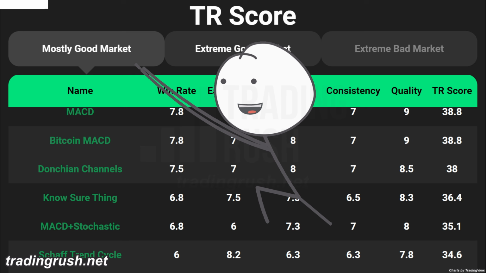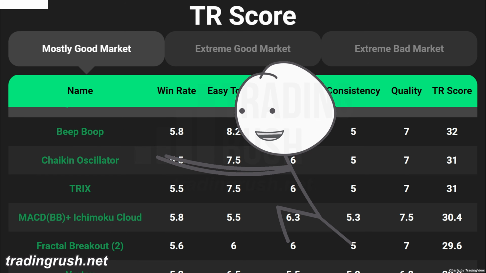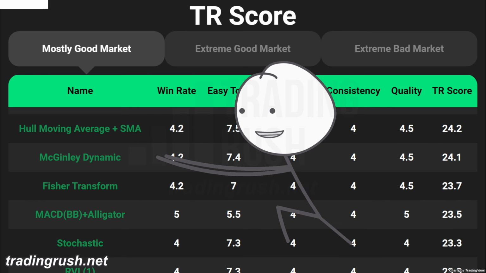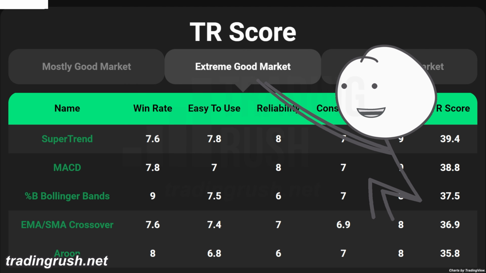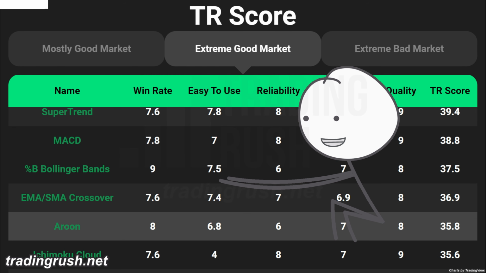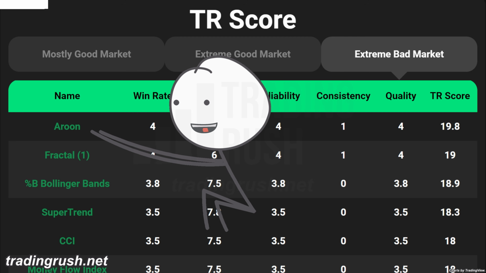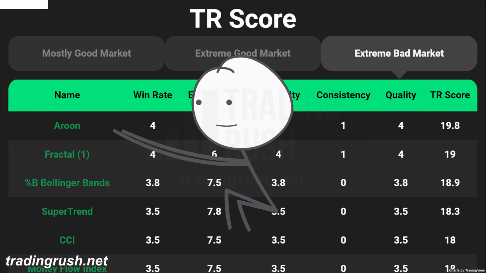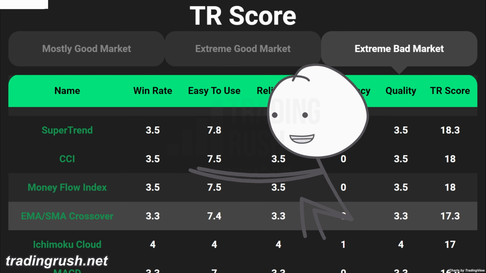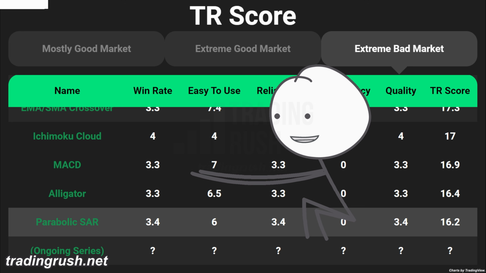In the mostly good market, the Arun strategy was nowhere near the top. There were many strategies that performed really well. In the extremely good market, Arun did pretty good, but there were others that did even better. But in the extremely bad market, Arun performed the best out of all so far. You can say the main thing Arun has going for it is that it has a lower probability of blowing up your account compared to some of the other popular trading strategies we have seen so far.